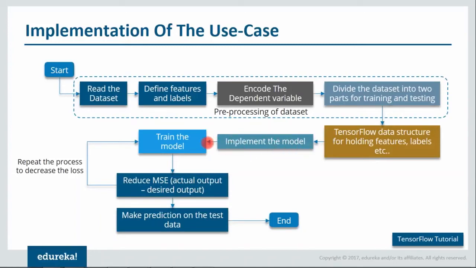Then we are going to train the model on the training data that we have. So in this particular step, we have divided the data set into two parts, training and testing. We'll use that training data to train our model. Then we are going to calculate the error, that is how far your model output is from the actual output. And then we'll try to reduce this error. And when we reach a point where the error becomes minimum, we are going to test our model on the test data, or you can say we are going to make predictions on the test data. And that will give us the accuracy of our model. So this is how we are going to implement the use case. Now I'll open my PyCharm and execute this practically, guys.